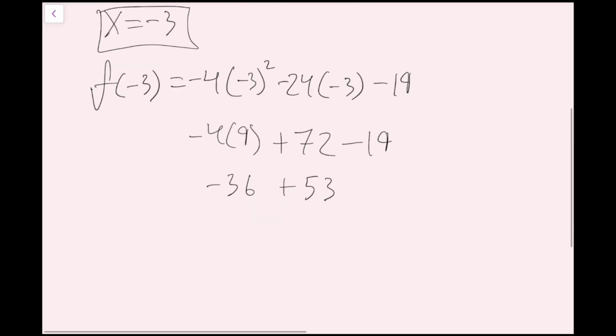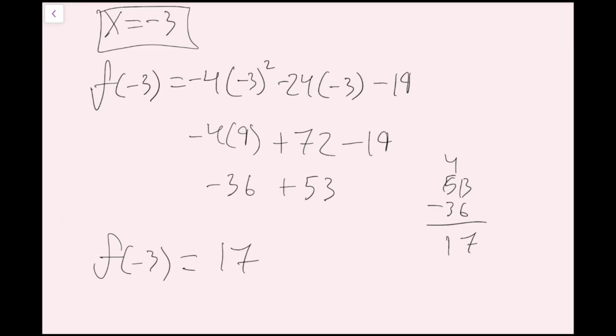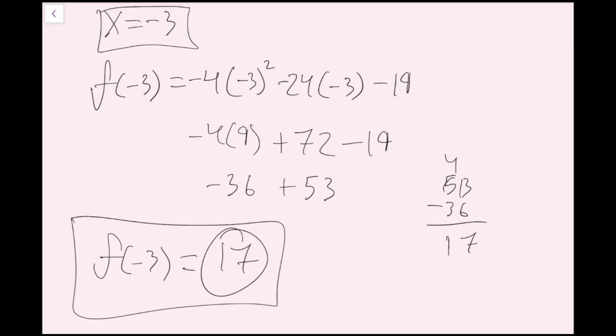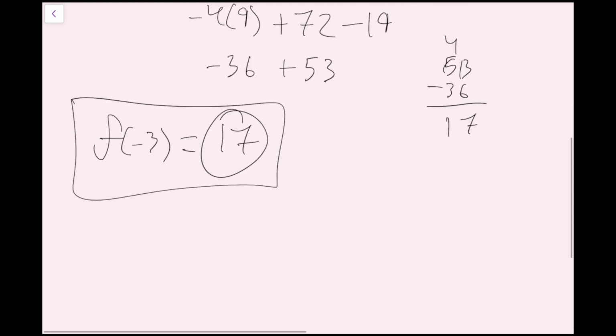And then last, I'm going to do -36 plus 53. Well, that's the same thing as 53 minus 36. If I borrow I get a 7, this is a 4, and 17. So f of -3 equals 17. So this right here, 17, is my maximum value. So part A was we have a maximum over a minimum value, and then part B, that maximum value is 17. Anyway, I've successfully found the maximum value, and now I'm done.